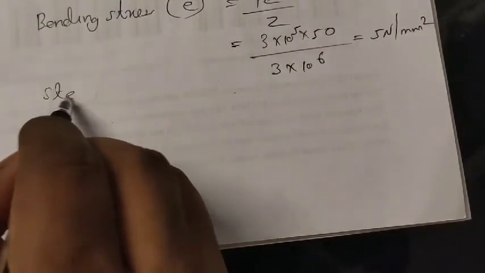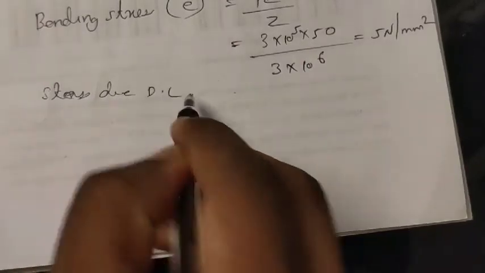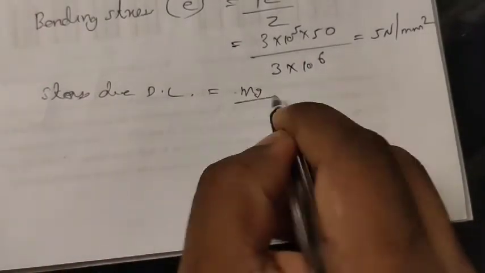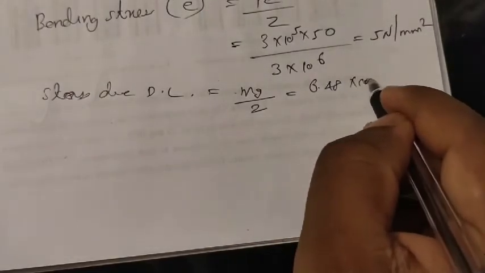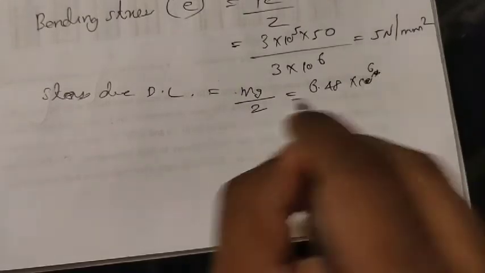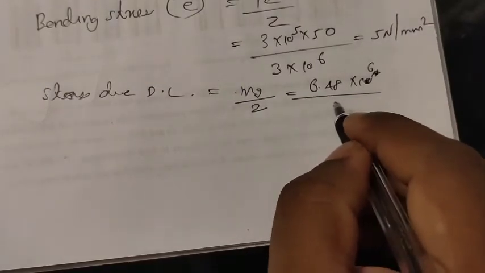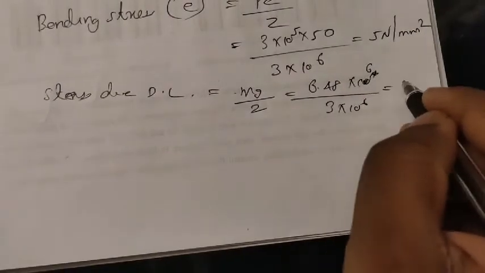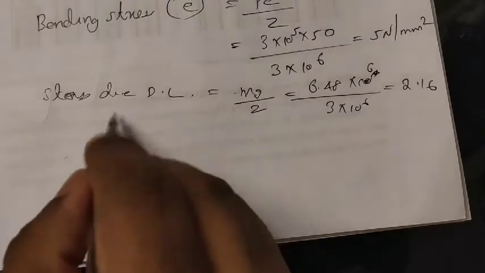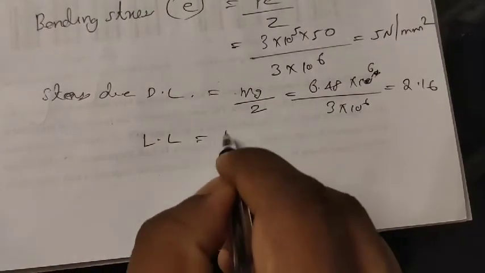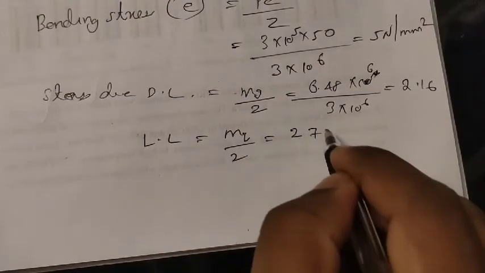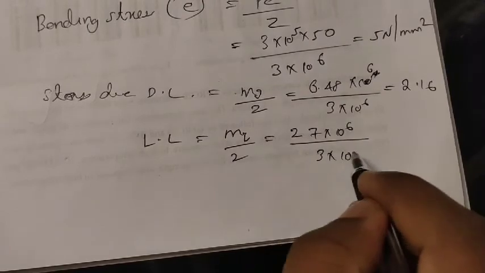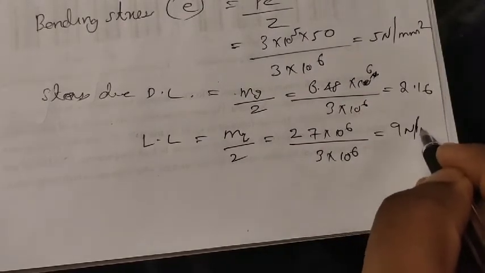The next thing is stress due to self weight, stress due to dead load. The equation is MG by Z. M we already identified, that is 6.48 into 10 power 6 Newton mm, divided by the Z value, 3 into 10 power 6. The answer is 2.16. Similarly, stress due to live load, that is MQ divided by Z. MQ is 27 into 10 power 6 divided by 3 into 10 power 6. The answer is 9 Newton per mm square.